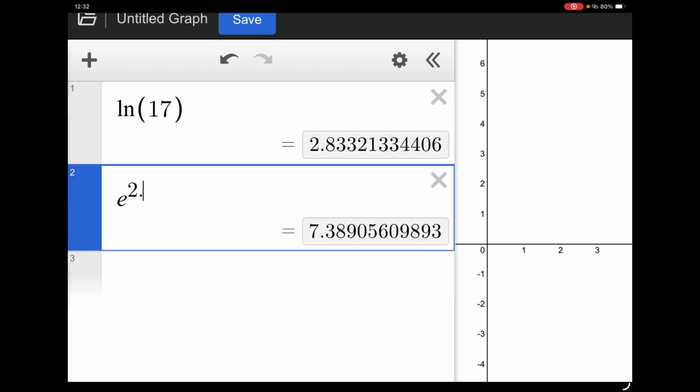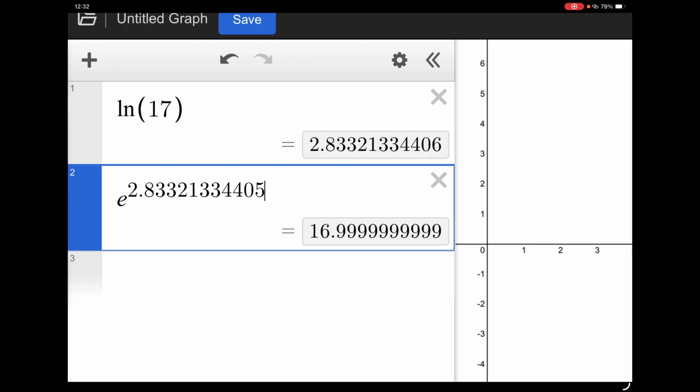So 2.8 gets me close to 17, but not exactly. 33 again gets me even closer. The 21 gets me even closer. The 33 even closer. Then the 4406, that gives me again 17, but as you see, it's a little bit above that because again, this is an approximation.